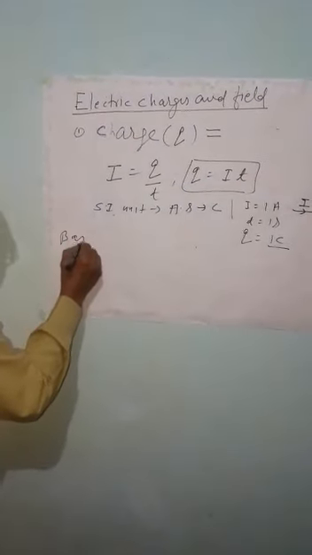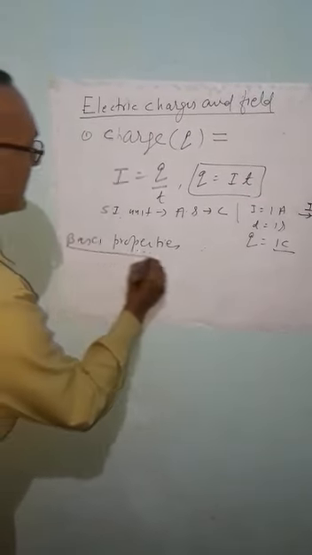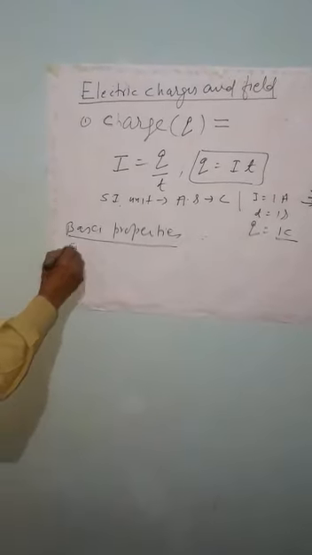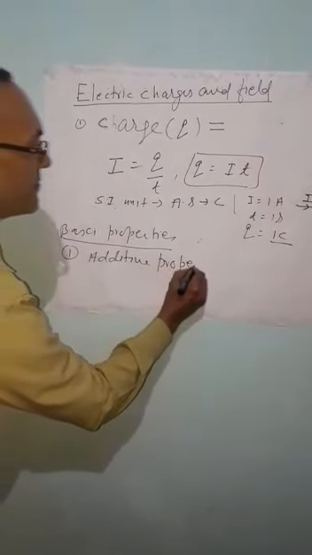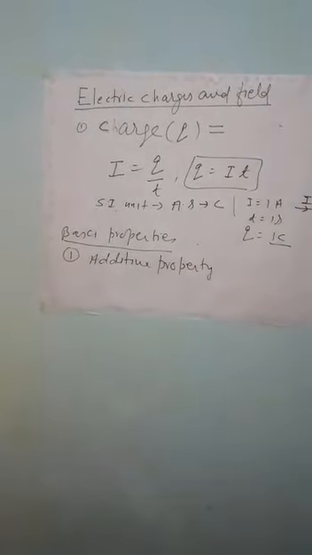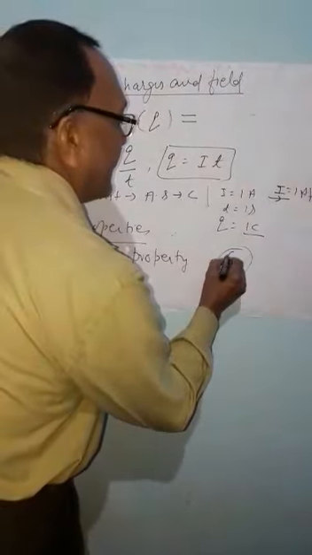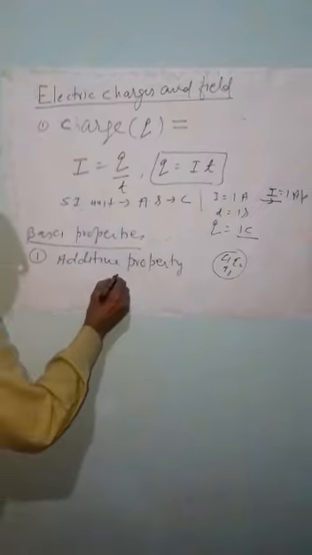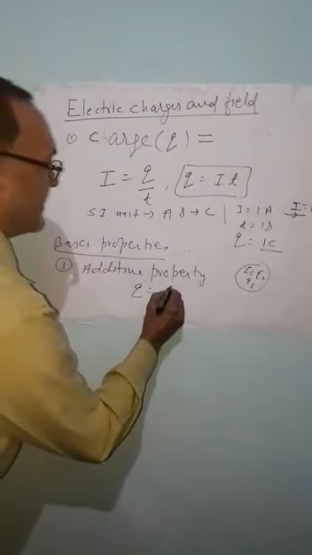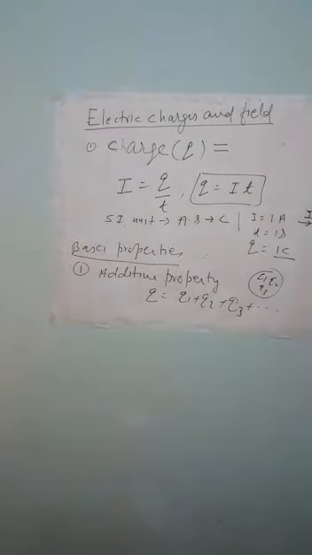Okay. Now we learn basic properties of charge. Here there are 3 basic properties. Number 1 is the additive property. Since electric charge is a scalar quantity, if any system contains Q1 charge, Q2 charge, Q3 charge, a number of charges, then the net charge of the conductor or the substance will be Q1 plus Q2 plus Q3. If there are more charges like this, we simply add.